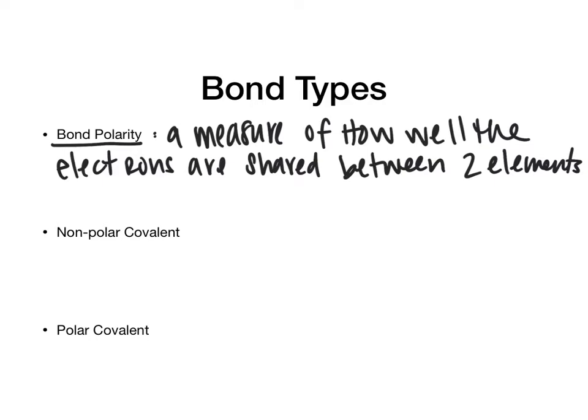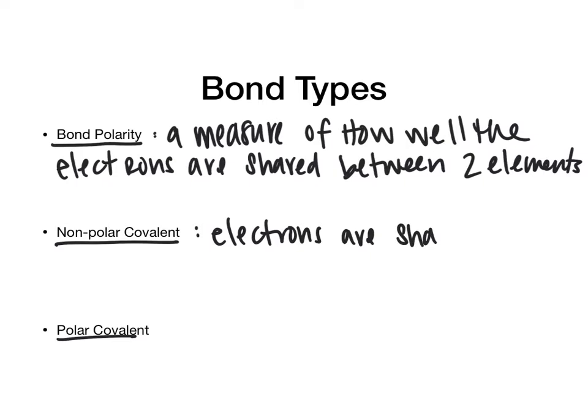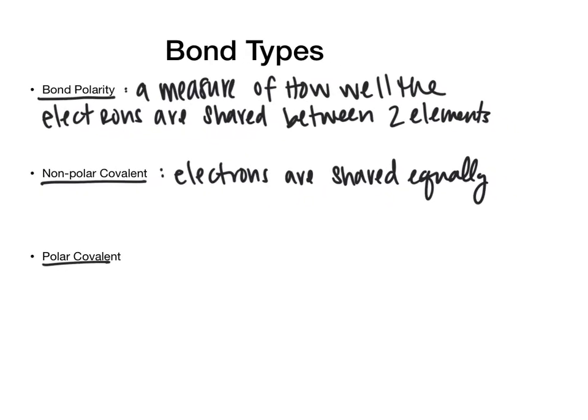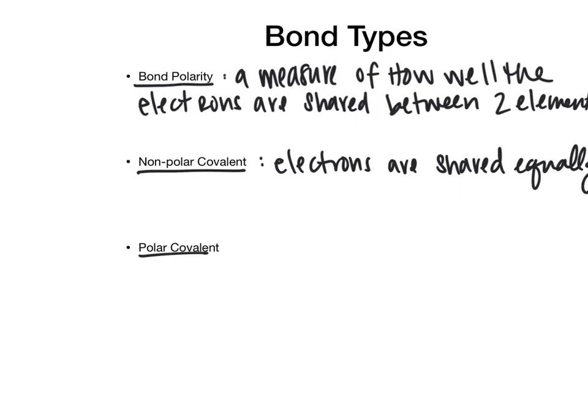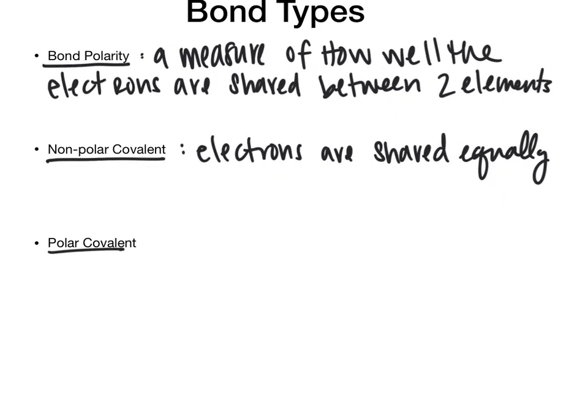Classically, bond polarity is divided into two types. We have nonpolar covalent bonds and polar covalent bonds. A nonpolar covalent bond is a bond where the electrons are shared equally. And so that's one type. And then a polar covalent bond is a bond where the electrons are unequally shared.